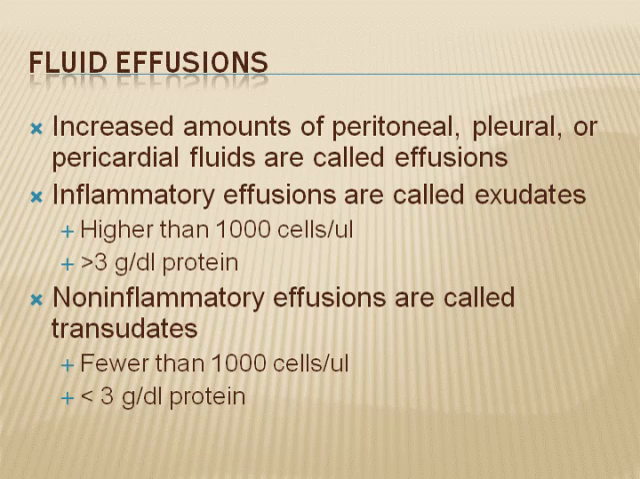Exudates are effusions that are inflammatory, meaning they have lots of cellular material, cells, and lots of protein. Non-inflammatory effusions are called transudates. They have fewer than 1,000 cells per microliter and less than 3 grams per deciliter of protein.